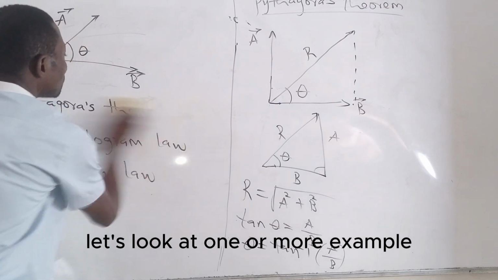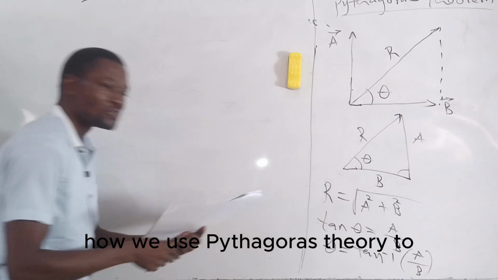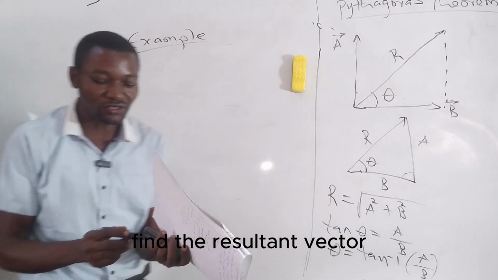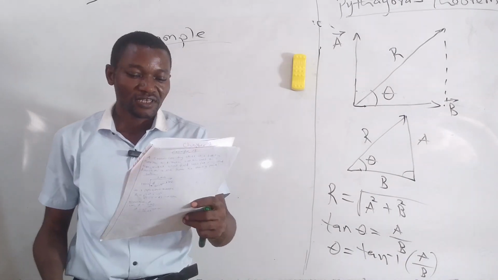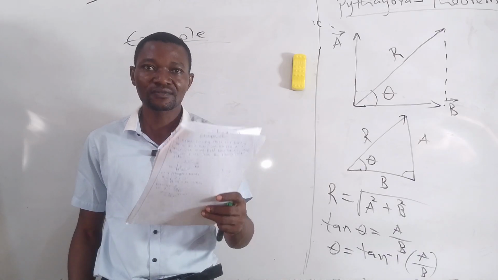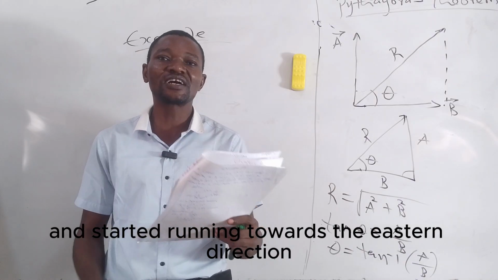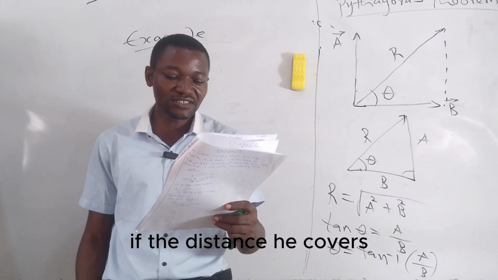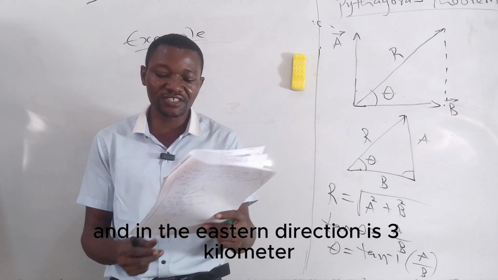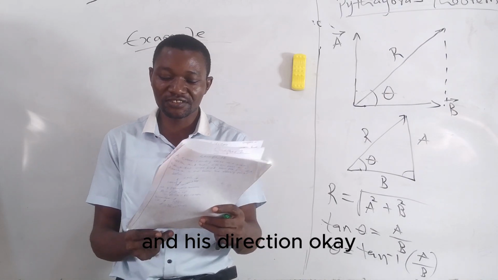So let's look at one or more examples for us to better understand how we use Pythagoras theorem to find the resultant vector. We are looking at an example. A boy running in the northern direction later changed his direction and started running towards the eastern direction. If the distance he covers in the northern direction is 4 kilometers and in the eastern direction is 3 kilometers, determine the magnitude of his resultant and his direction.